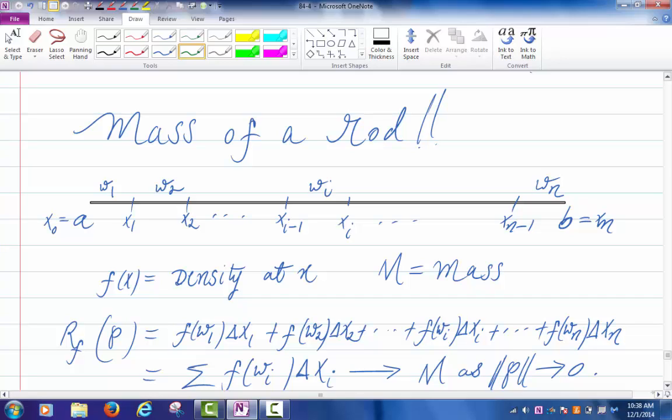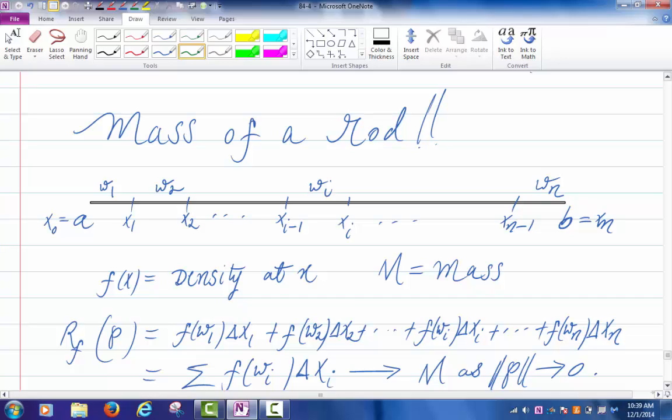Am I making sense? So remember, at each point the density could be different. f of W1 is not the density at every point in the first subinterval. However, because that part is so tiny, I can think of f of W1 as the average density of the part of the rod defined by the first subinterval, right? So if you multiply the average density by the length of that part, you get what? The mass, right? The mass of that rod.